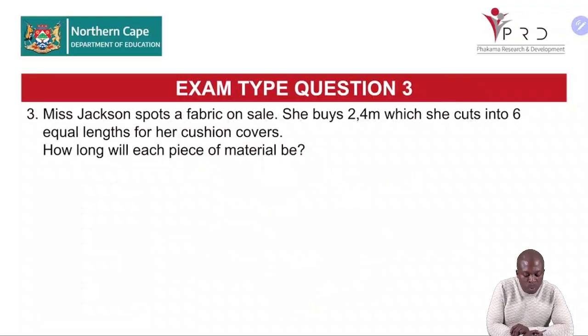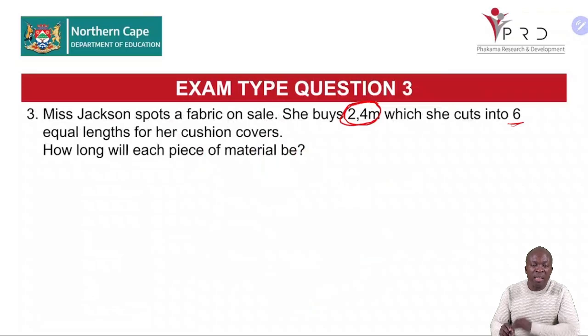Miss Jackson spots a fabric on sale. She buys 2.4 meters, which she cuts into 6 equal lengths. So I want you to highlight the value which you were given. The examiner says it is what? 2.4 meters. But not just 2.4 meters. She decided to cut them into small pieces, 6 of them. So look at the question. The examiner says, how long will each piece of material be?